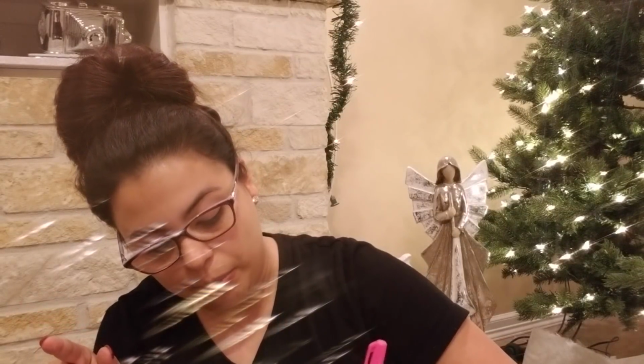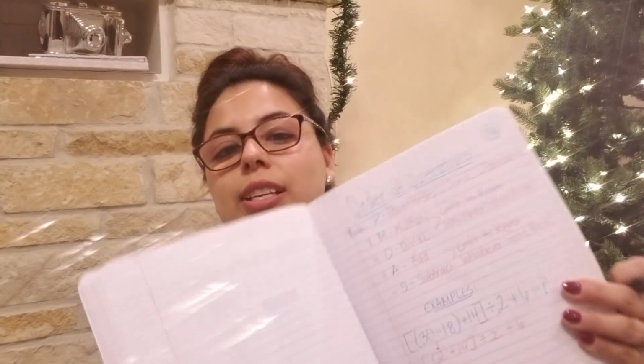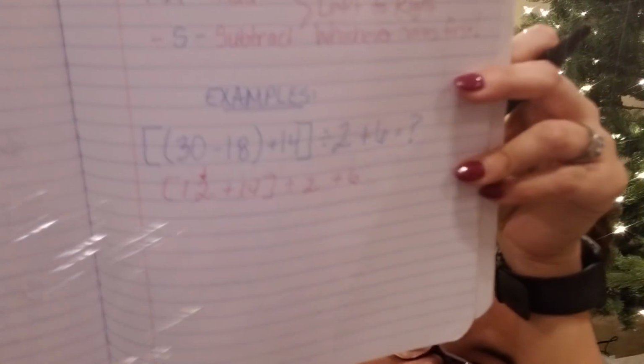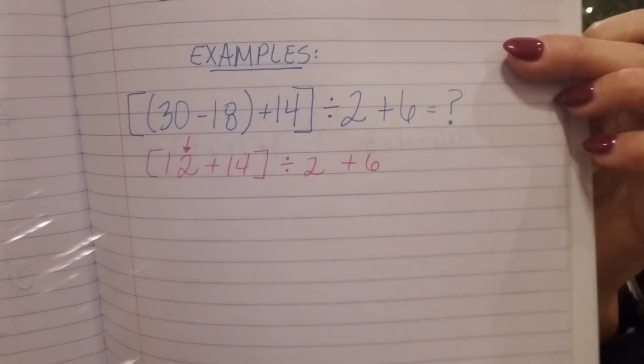We still have the brackets because I still have that plus 14. And then I still have the divided by 2 and the plus 6. And I still don't know my answer because I still have all this left to do. Okay, is that focused for you?